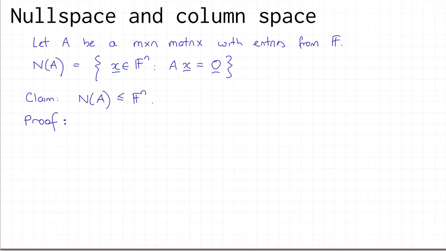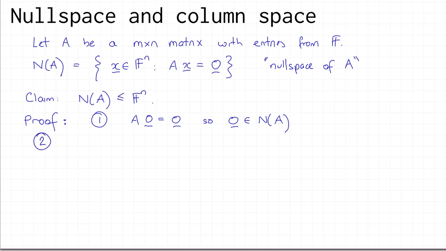To prove that something is a subspace, we do it the same way every single time. We just check the three subspace properties. And the three subspace properties are, does it contain the 0 vector, first of all? Well, A times the 0 vector is equal to the 0 vector. So the 0 vector is in the null space. So I've realized I've not written down the name. This is the null space of A. Some people call it the kernel of A as well. You may hear that used.